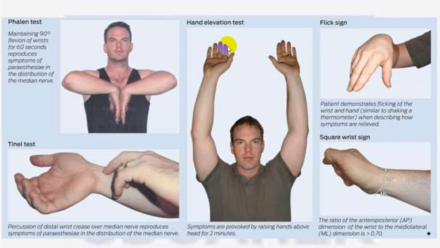Then there is one test called the hand elevation test. Symptoms are provoked by raising the hand above the head for 2 minutes. This is one test not commonly performed. There is a square wrist sign. If you measure the ratio of the anteroposterior dimension of the wrist to the mediolateral dimension, and it is more than 0.7, it is considered a square wrist sign.